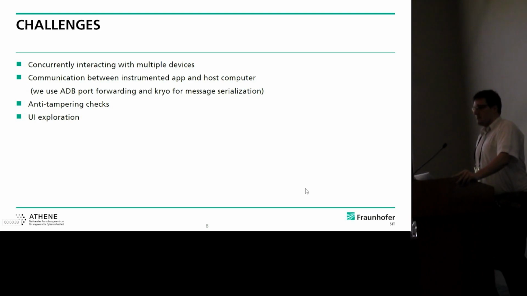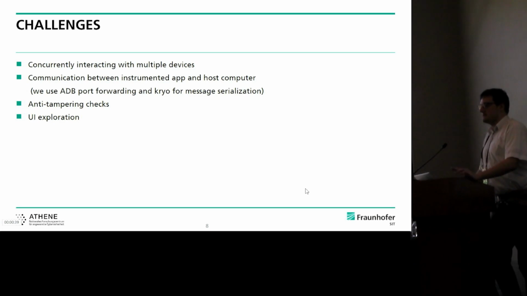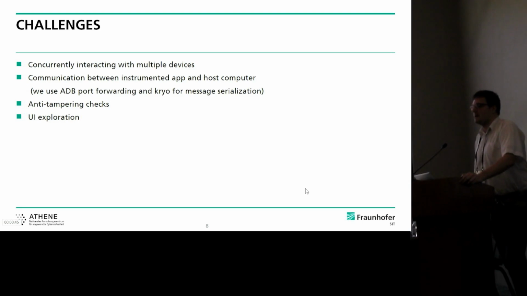For these anti-tampering checks I mentioned earlier, we try to change the respective code which does the anti-tampering check and pretend to be the original app. For example, if the application queries for the signature of itself, which it can do in Android, then we just return the value that it would expect instead of the real one.